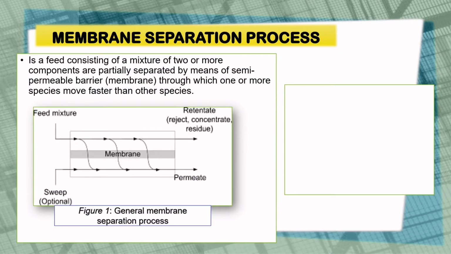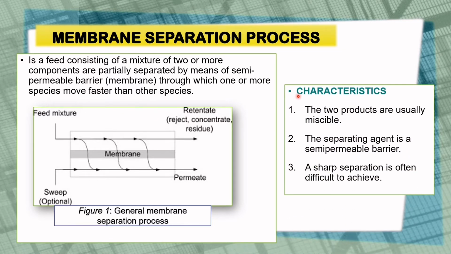Membrane separation process is a process consisting of a mixture with two or more components that are partially separated by a semi-permeable membrane, where one or more species move faster than the other species. There are a few characteristics in the membrane separation process. First, the two products are usually miscible. Next, the separating agent is a semi-permeable barrier. Lastly, a sharp separation is often difficult to achieve.